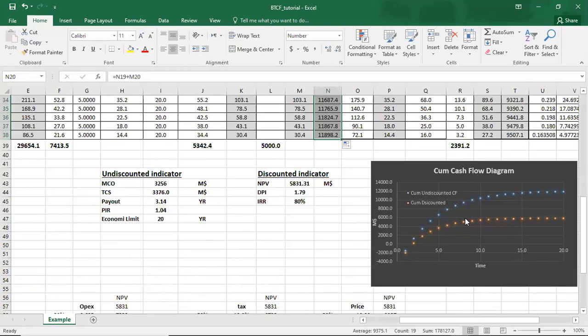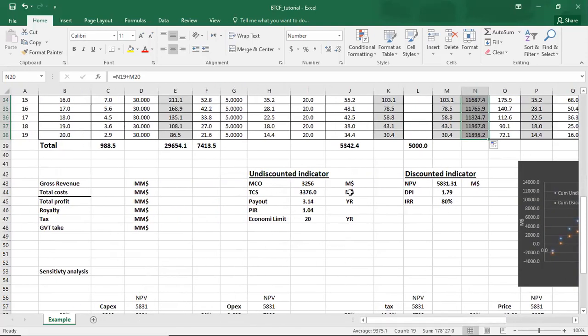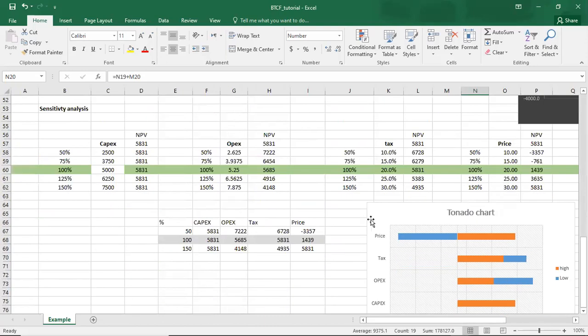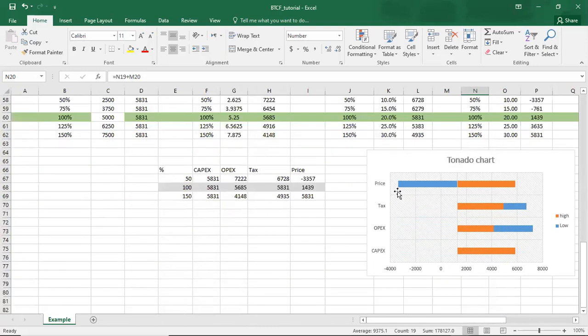We have two curves here: the undiscounted cash flow, which we calculated now, the before tax cash flow, and the after tax cash flow discounted, which we'll make through the course. Then we have some calculated indicators, which will be introduced in the course. And finally, we will go through a sensitivity analysis.